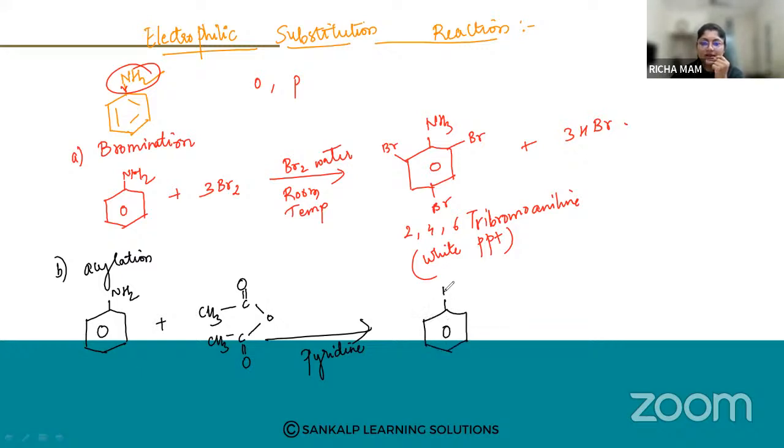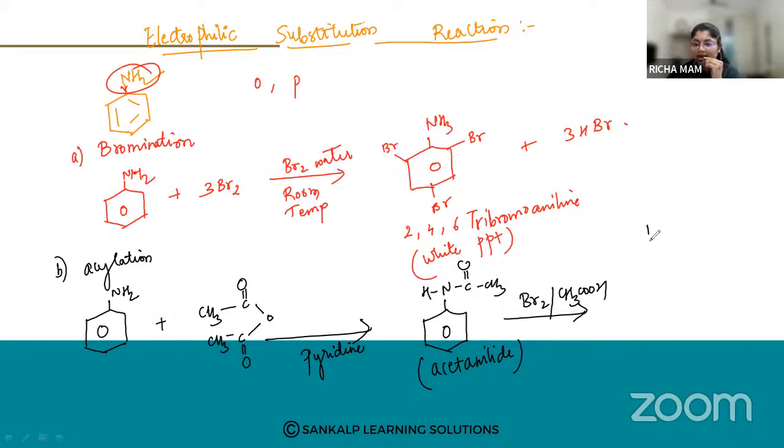We are going to get NH C double bond O CH3. This is acetanilide, or I call it N-phenyl ethanamide. This on further reacting with bromine in acetic acid: first we do acetylation, then we do halogenation. What are we going to get? We are going to get a para bromo substituted acetanilide.